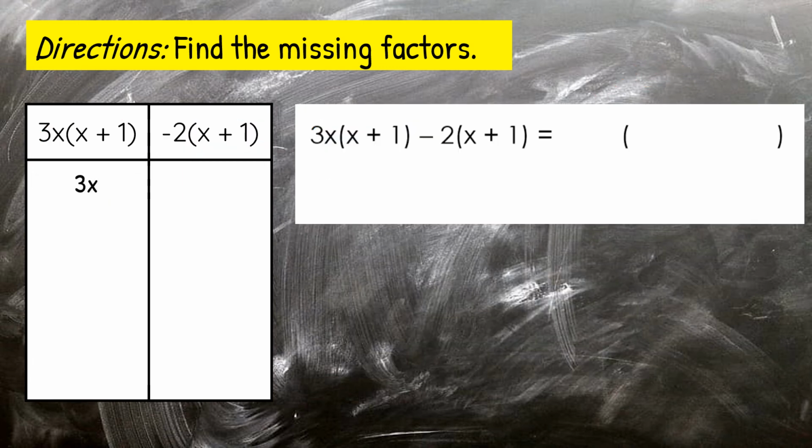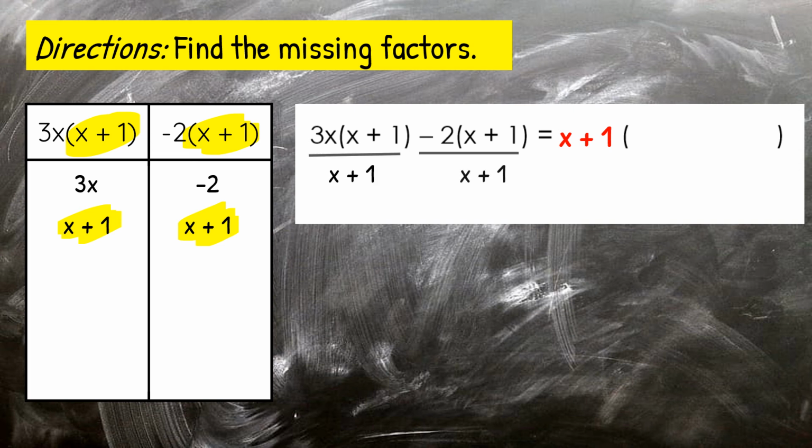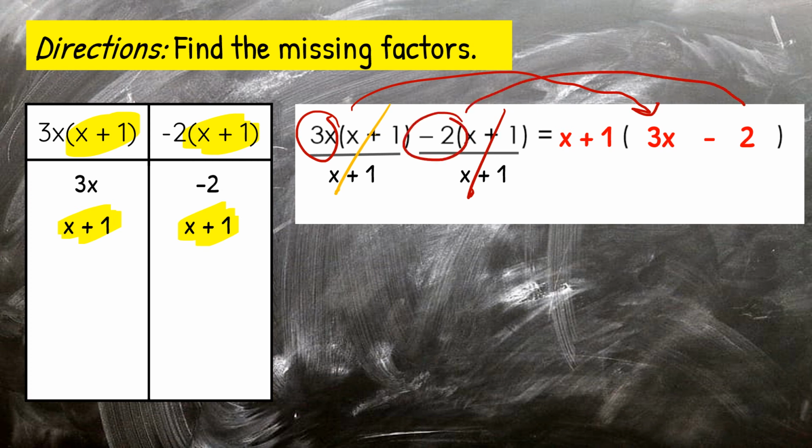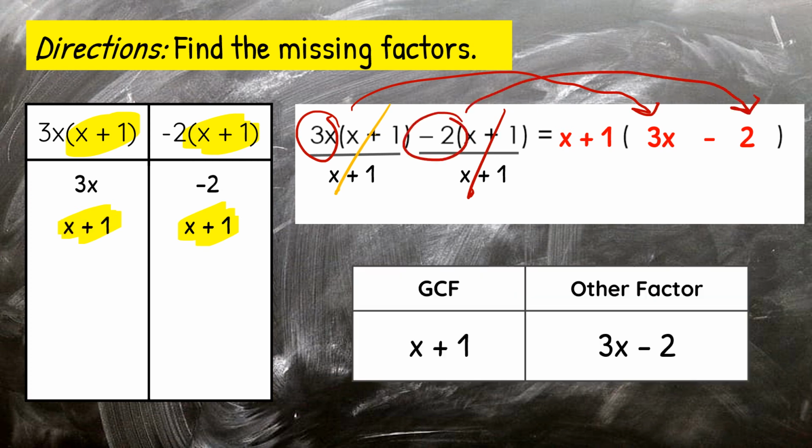All right, last one. We have 3x times x plus 1 and negative 2 times x plus 1. You can see that they both have x plus 1. That's what they have in common, so our GCF is x plus 1. We divide everything by x plus 1, this cancels out, this cancels out, and you're left with 3x and negative 2. So our GCF is x plus 1, and our other factor is 3x minus 2.